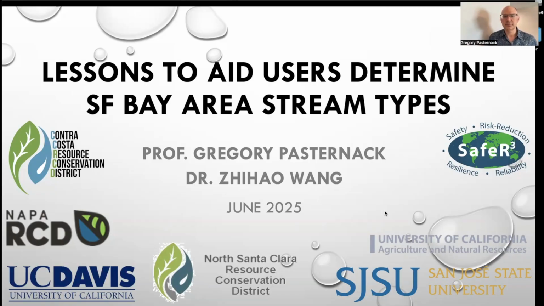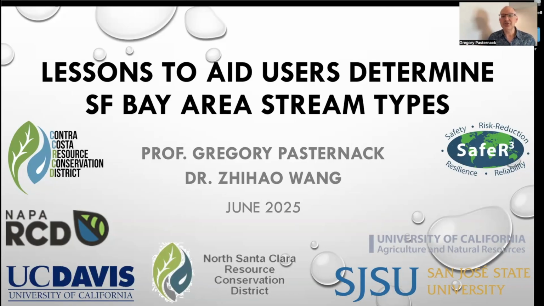Today I'm going to be sharing with you lessons on how to use the 9 county San Francisco Bay Area classification so you can go to any site in the Bay Area and determine what the stream type is there. You don't need me to tell you, you can do it yourself. So let me show you how to do that. These are the lessons to aid users to determine stream types in the San Francisco Bay Area.